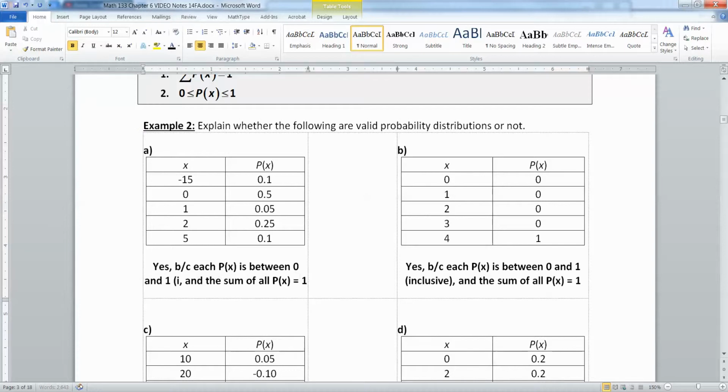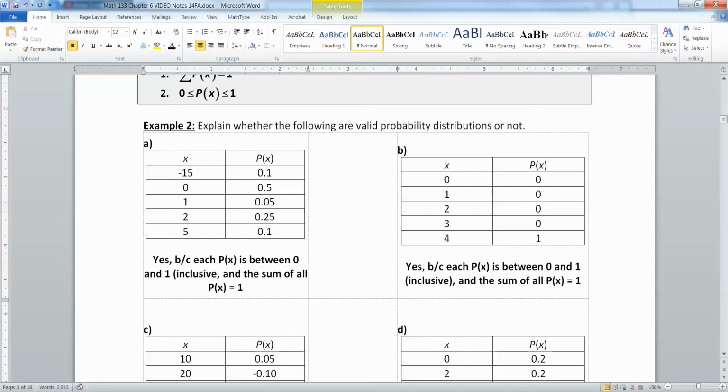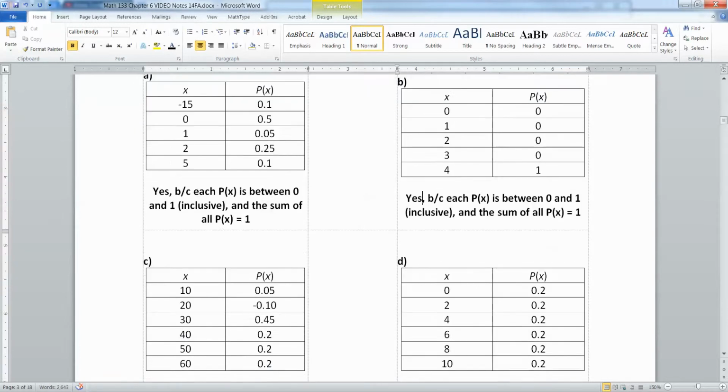And the sum of all the probabilities is definitely 1. Again, it's a little bit of a strange probability distribution. I'm not sure what kind of die we would want that only rolls 4s, but, so be it. And inclusive means I can include 0 and 1. So 0 and 1 are totally valid. I just can't be any lower than 0 and I can't be any higher than 1.